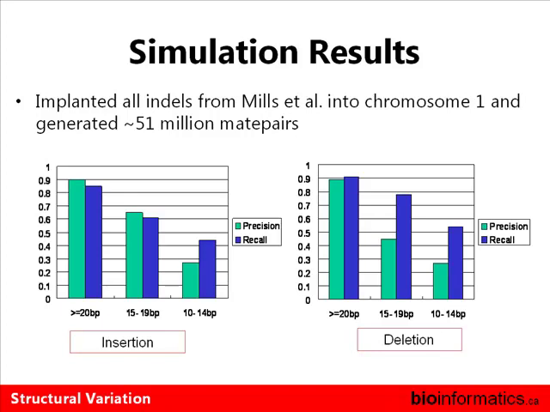Basically, for insertions and deletions greater than 20 base pairs, we were 85 to 90% on both accounts. So 85 to 90% of the true indels we could find, and 90% of the things we found were true. And it's interesting to see that the numbers drop as you go to smaller and smaller indels, because you can no longer be nearly as confident about the fact that the two distributions are distinct from the null hypothesis.